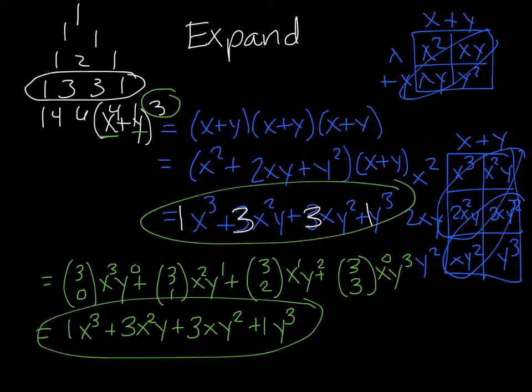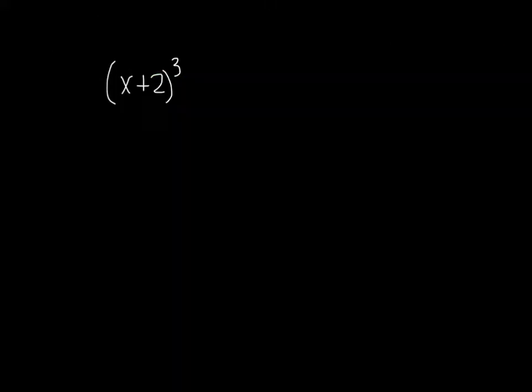Okay, the other thing I want to point out, and this is really important, is these exponents will always add up to your original. So 3 plus 0 is 3, 2 plus 1 is 3, 1 plus 2 is 3, 0 plus 3 is 3. Okay, so they'll always add up to your original. Okay, let's look at another example.